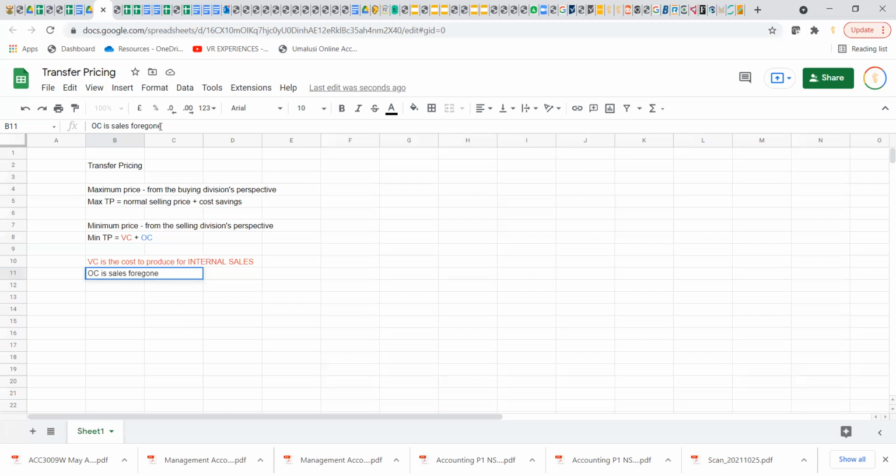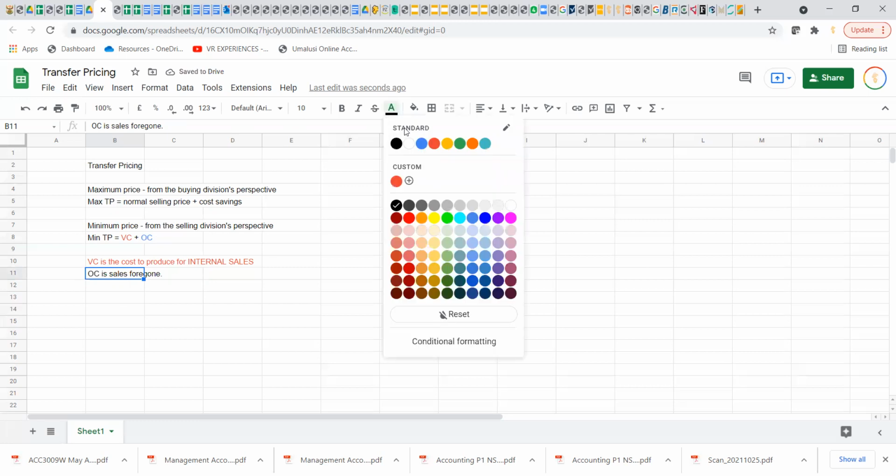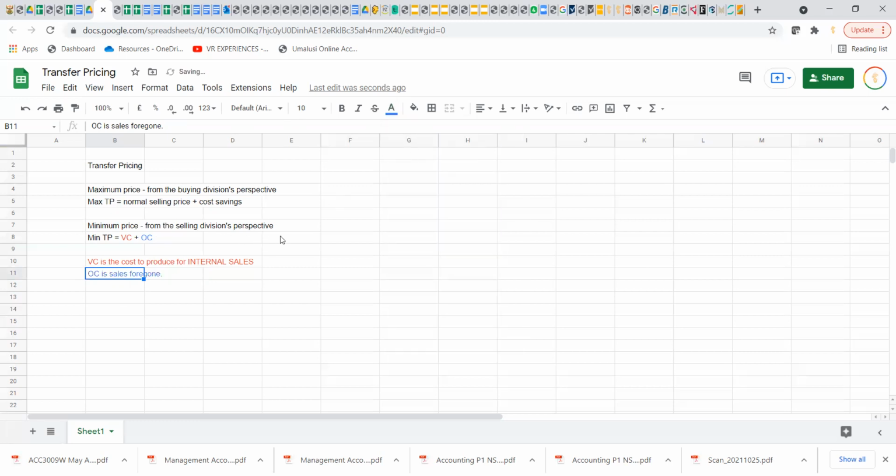So the way we calculate it, opportunity cost is sales foregone. If you have to forego any sales, then you have an opportunity cost. So over here, I'll say opportunity cost equals contribution margin foregone. Now, what do we know? Contribution margin equals sales minus variable costs. Now, this is the important aspect.